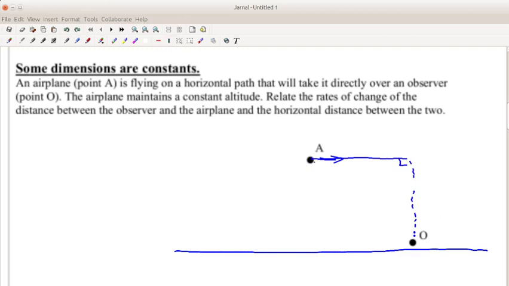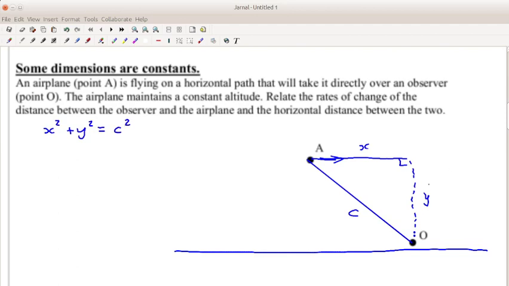Let's see if I can draw a little bit of a straighter line. We want to relate that rate of change. Again, I'm going to call that c just because it's a hypotenuse. You can call it the distance between them. So we want to relate this distance between the observer and the airplane and the horizontal distance between the two. The horizontal distance I'm going to call x, this distance here. And I'm going to call this y, and we're told that y is a constant altitude. So my original expression is going to be the same: x squared plus y squared equals c squared.